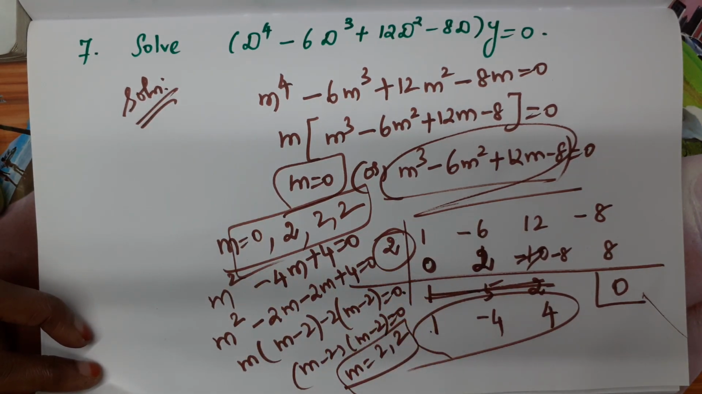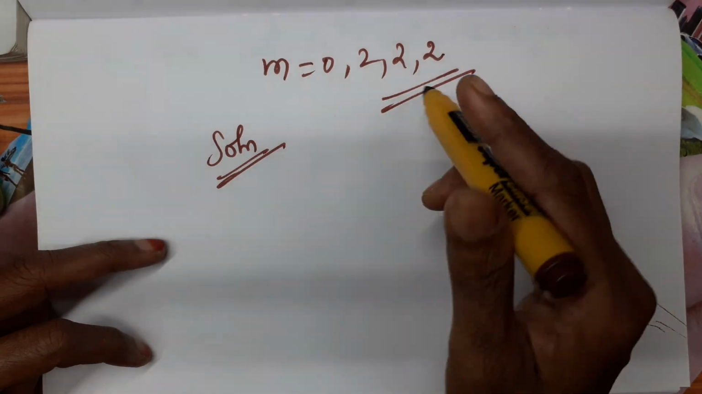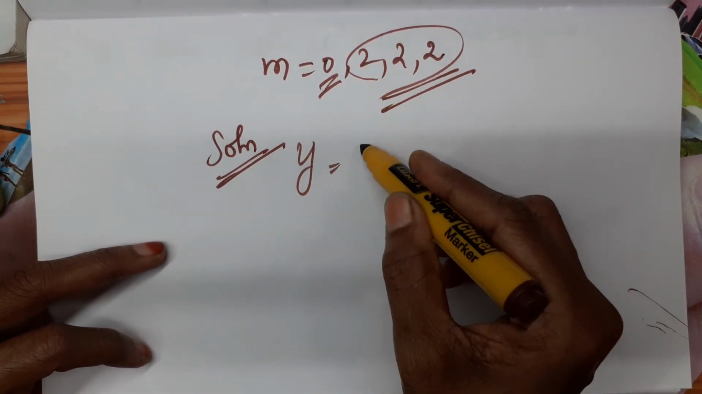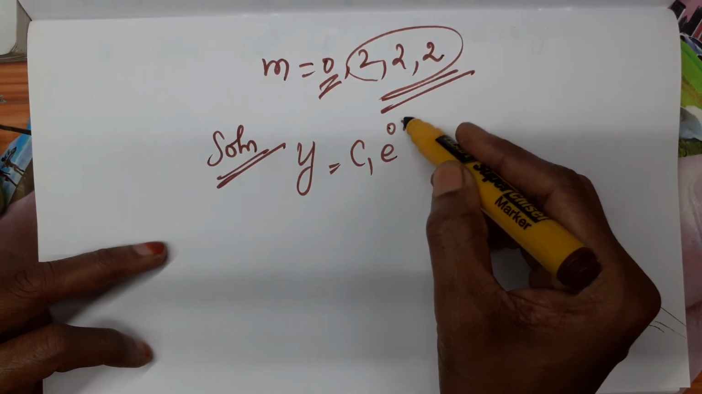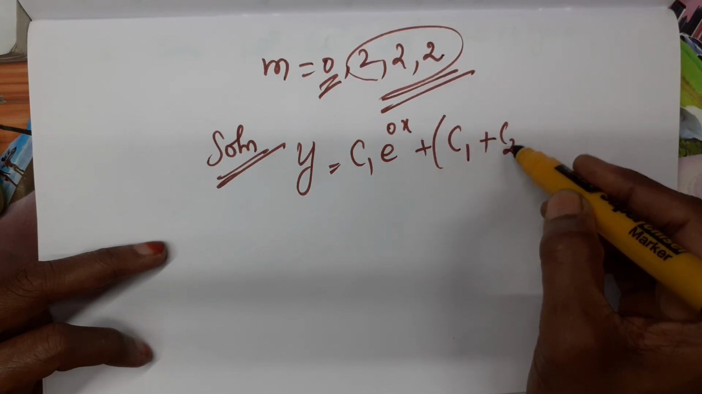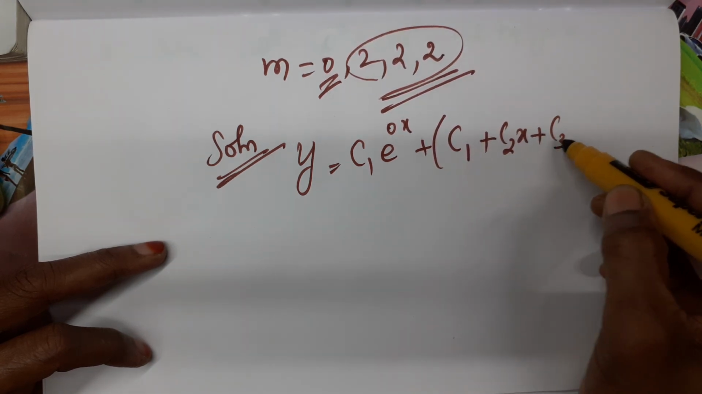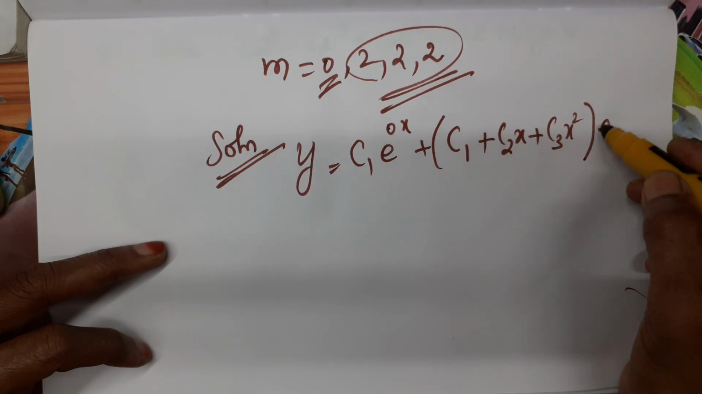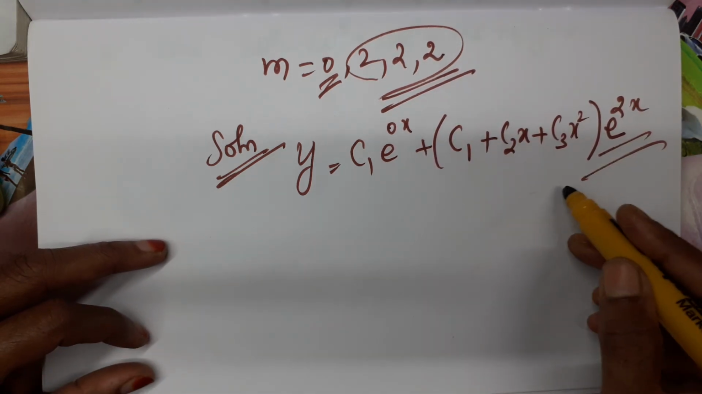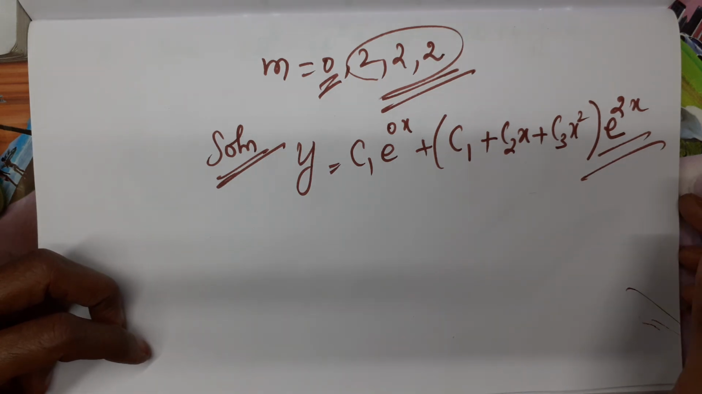How to write the solution? Out of the 4 roots, 3 roots are repeated and 1 is the different root. So we will start from the different root: c1 e power 0x, plus, as 3 roots are repeated, c2 plus c3 into x plus c4 into x squared, everything into e power the repeated root 2x. This is the way to write the final solution. Is it clear? See you in the next video.